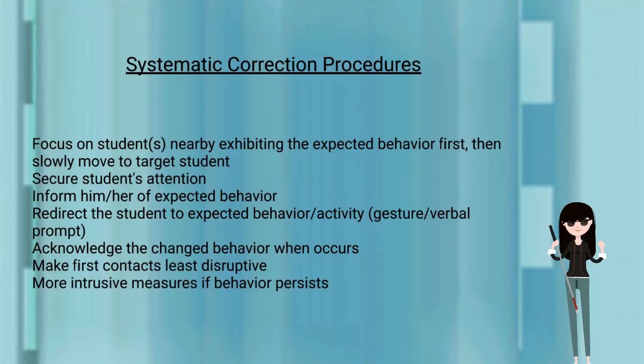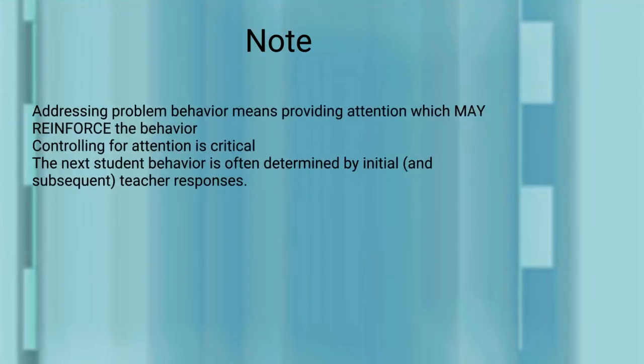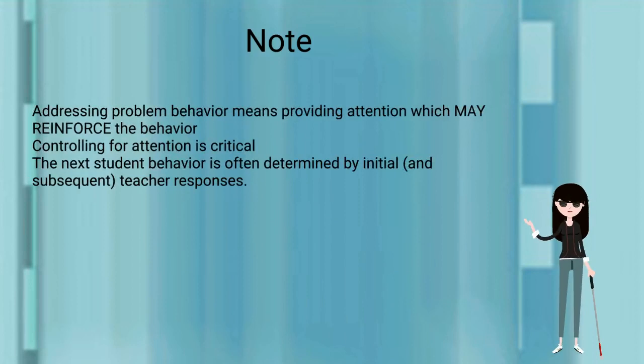Make first contacts least disruptive. More intrusive measures for addressing problem behavior mean providing attention, which may reinforce the behavior. Controlling for attention is critical. The next student behavior is often determined by initial teacher responses.